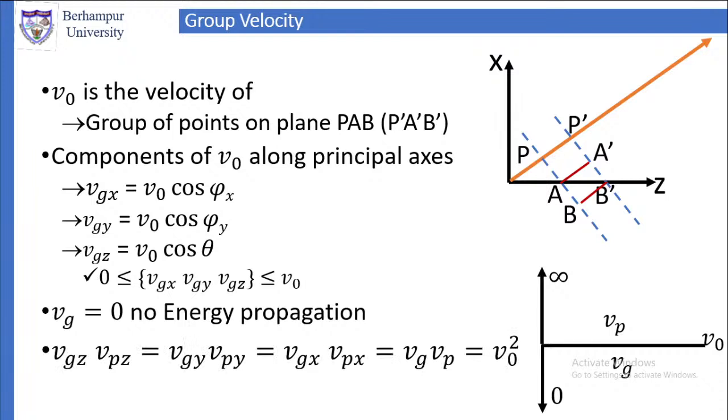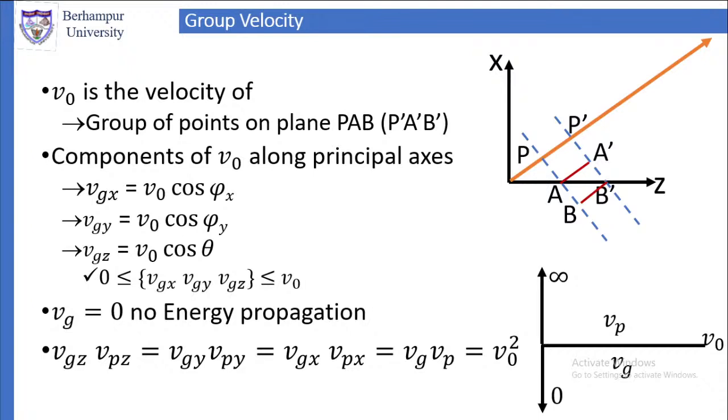Now, the second and important point is, we have seen what VPX is. VPX is equal to V0 by cos Px, and VGX is equal to V0 into cos Px. Now, in both these cases, there is a common limiting term, V0. For VPX, the lower limit is V0, whereas for VGX, the upper limit is V0.